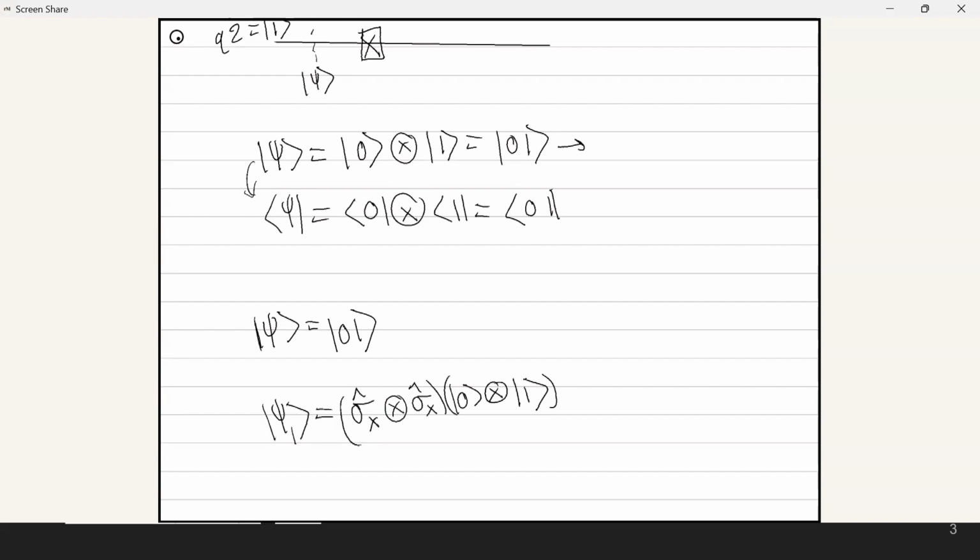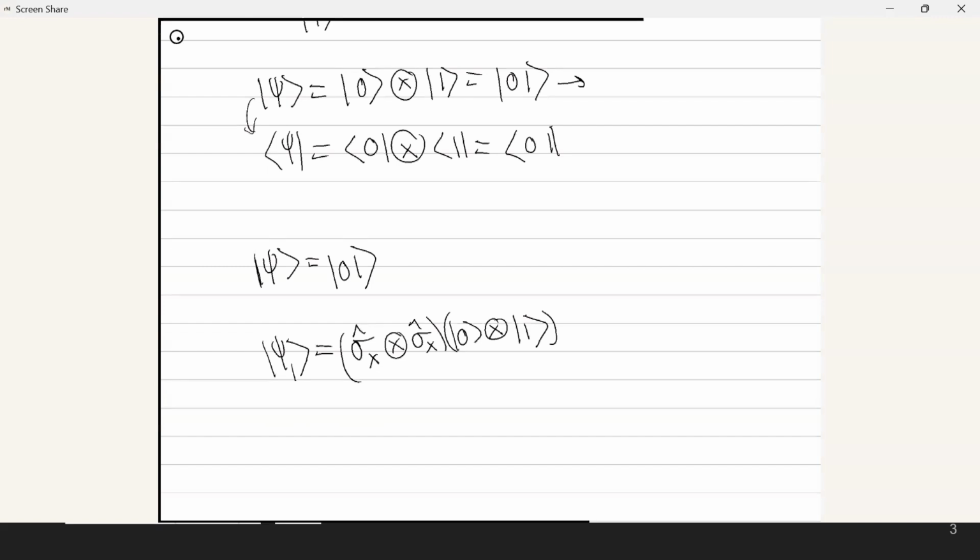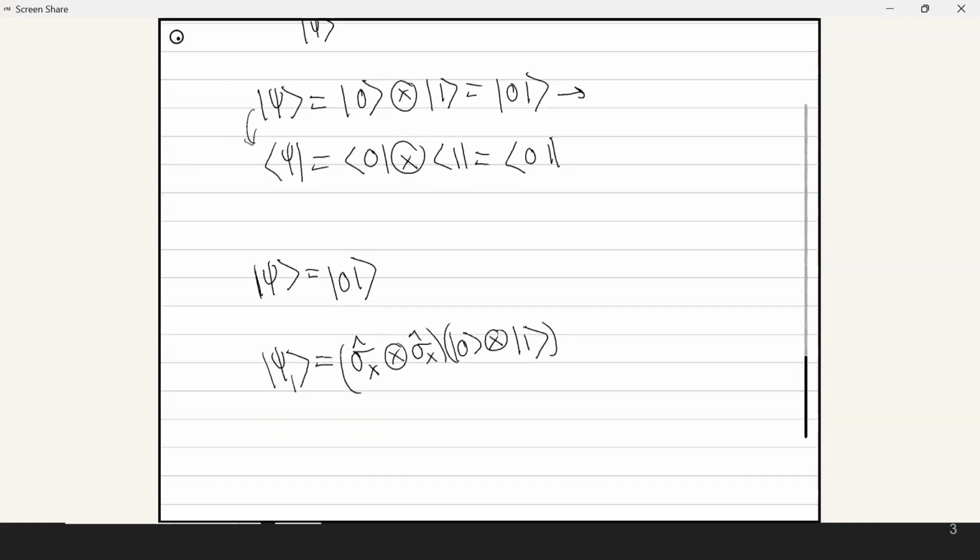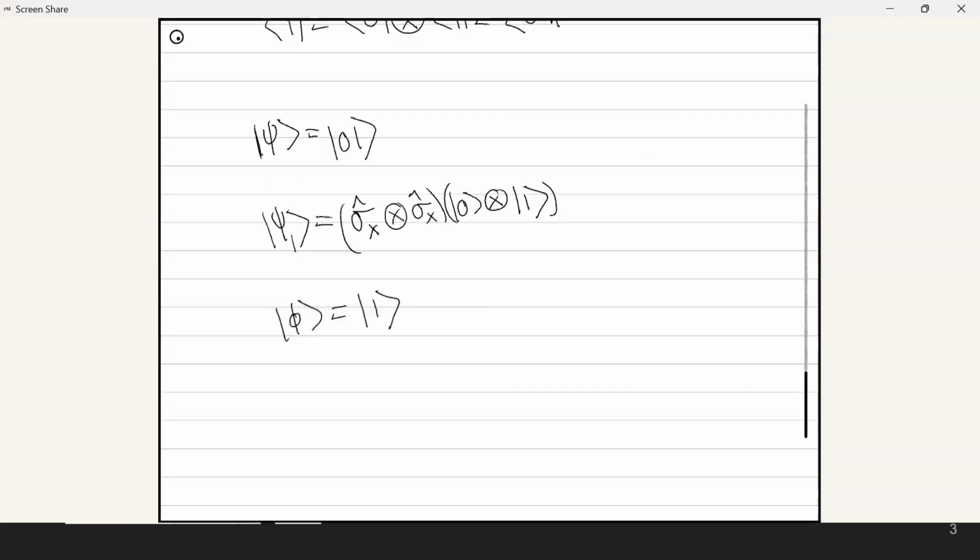So, any questions? I mean, this might not make a lot of sense. So let's get another example. Let's say we have phi, just another variable, and it equals 1. And then I want to apply one of these Pauli matrices on it. So let's just do the X matrix.